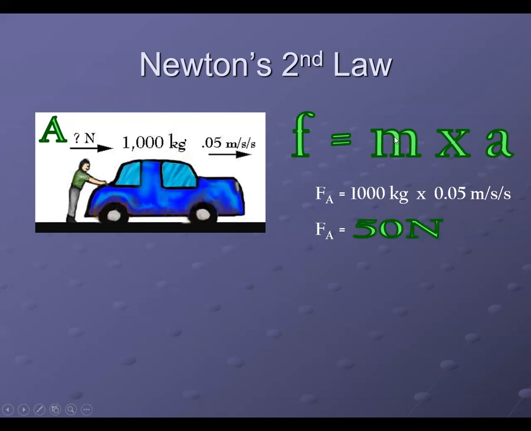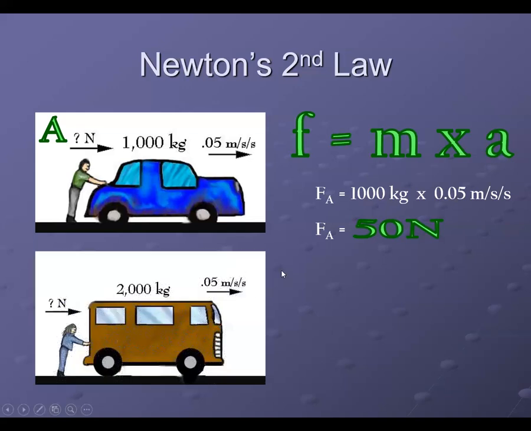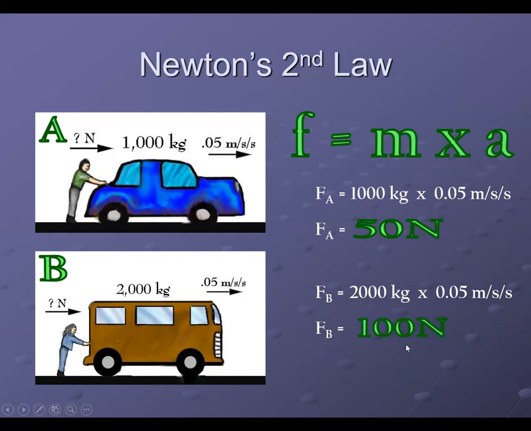The same is true of the mass. If I keep the acceleration the same, which means I can still push the car at 0.5, like in the second example, still pushing the car at 0.5 meters per second squared, but now I'm pushing a van, which has twice the mass. If I can cause these two cars to accelerate at the same rate, the reason for that is I have a bigger force acting upon this van, because 2,000 times 0.5 gives me 100 newtons of force.